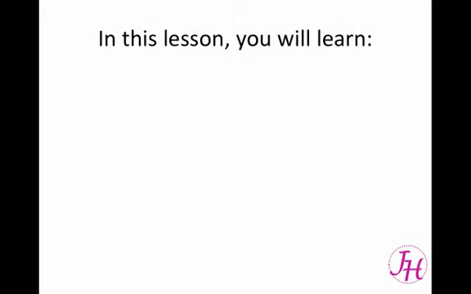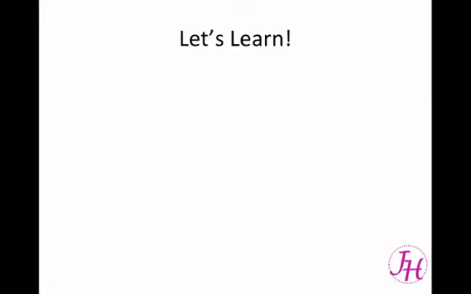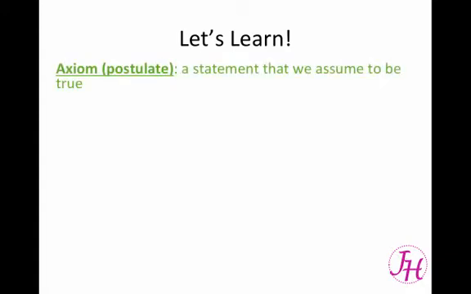Theorems and Proofs. In this lesson, you will learn how to use axioms, definitions, and theorems to prove properties of real numbers. So let's look at some definitions. An axiom, also known as a postulate, is a statement that we assume to be true. For example, all right angles are congruent.